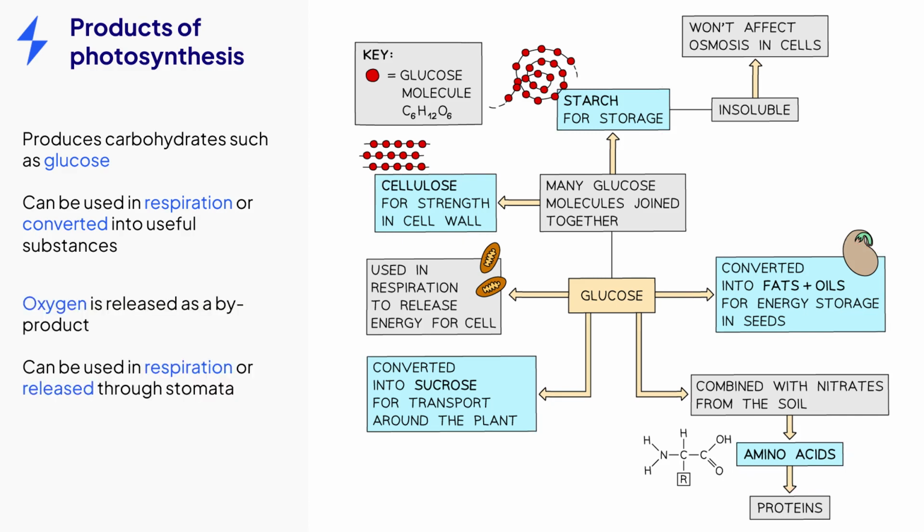Oxygen is released as a byproduct of photosynthesis and can either be used in respiration to break down glucose or diffuse out into the atmosphere through the stomata. Most of the oxygen that is produced during photosynthesis is actually not used by the plant, but released into the atmosphere, which is why some consider oxygen a waste product of photosynthesis.